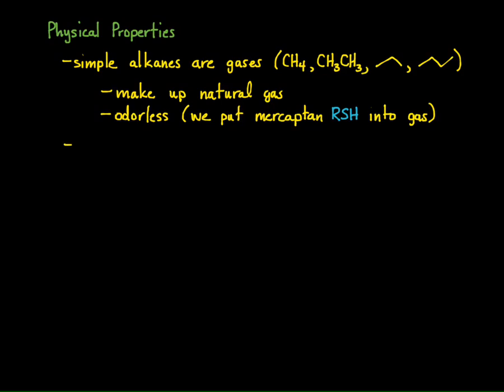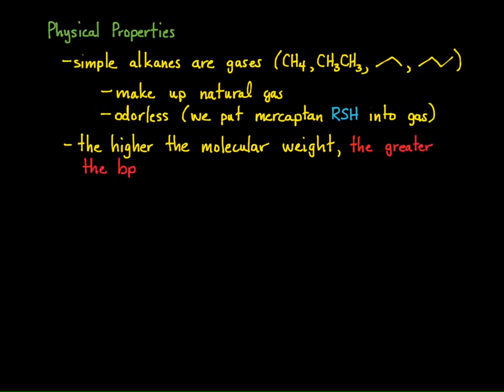Okay, now in terms of boiling point, the higher the molecular weight, the greater the boiling point. You can see this in your table in Jones, basically. But in essence, the more carbons you have, the greater the boiling point is going to be. Now, why is this? Well, in general, alkanes have very weak van der Waals forces.